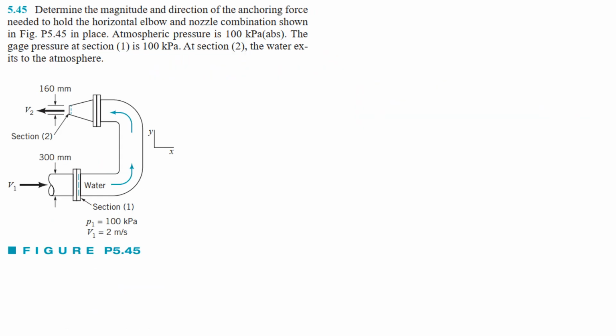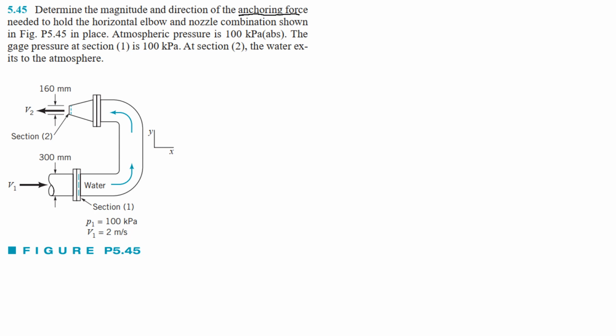This is a problem again from your exercise problem 5.45, and here flow is passing through a pipe and nozzle assembly. This is the pipe and this is the nozzle. So we are going to find an anchoring force for this assembly. So let's read the statement. Determine the magnitude and direction of the anchoring force needed to hold the horizontal elbow and nozzle combination shown in the figure in place.